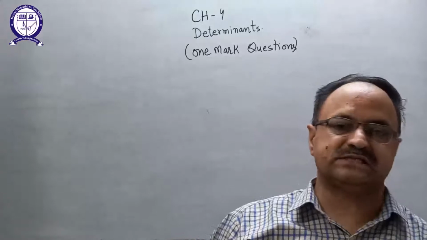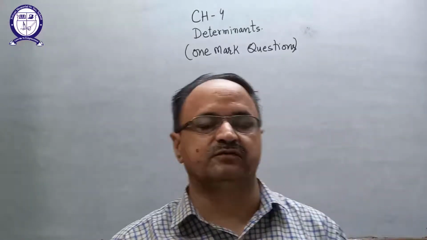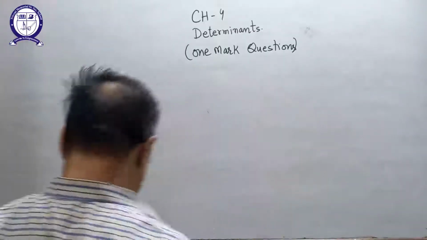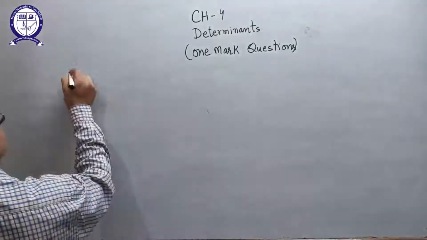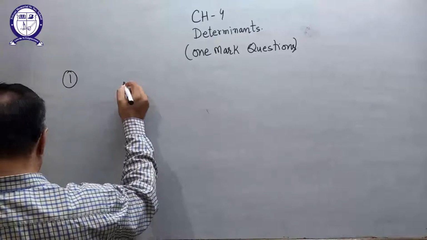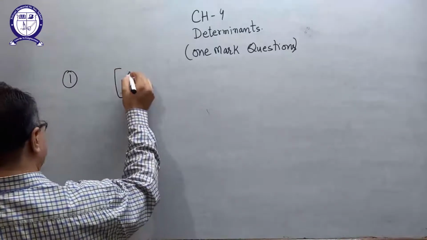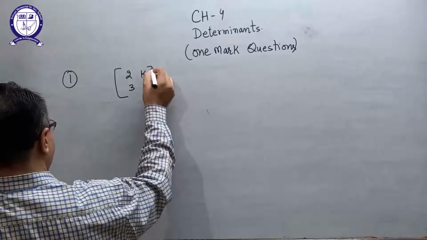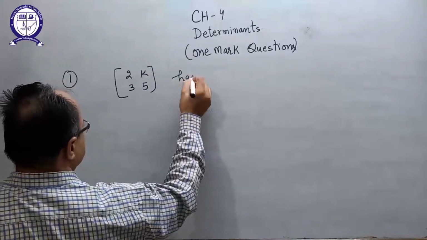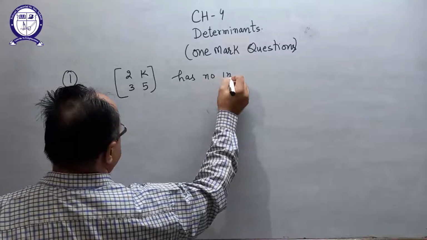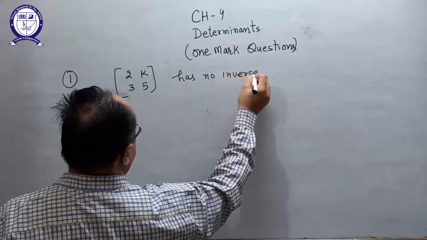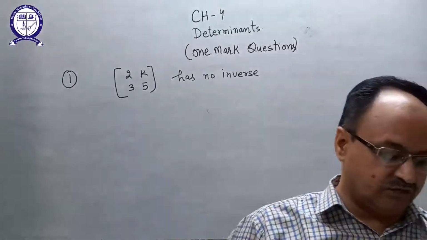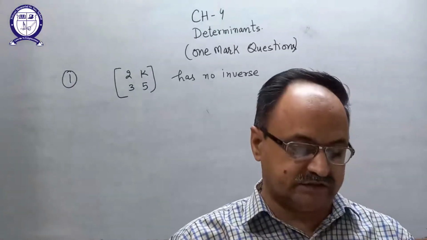Today we will discuss one more question of chapter 4, that is determinant. Clear? Question number 1. For what value of k does the matrix [2 k; 3 5] have no inverse? For what value of k does the matrix have no inverse?